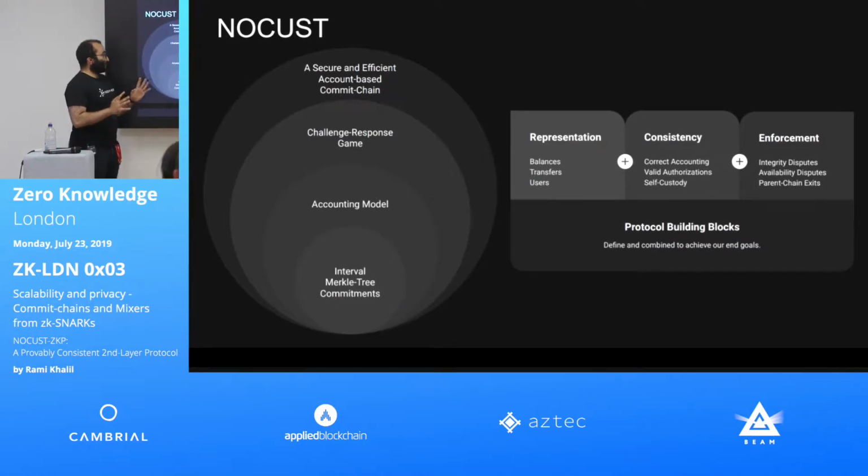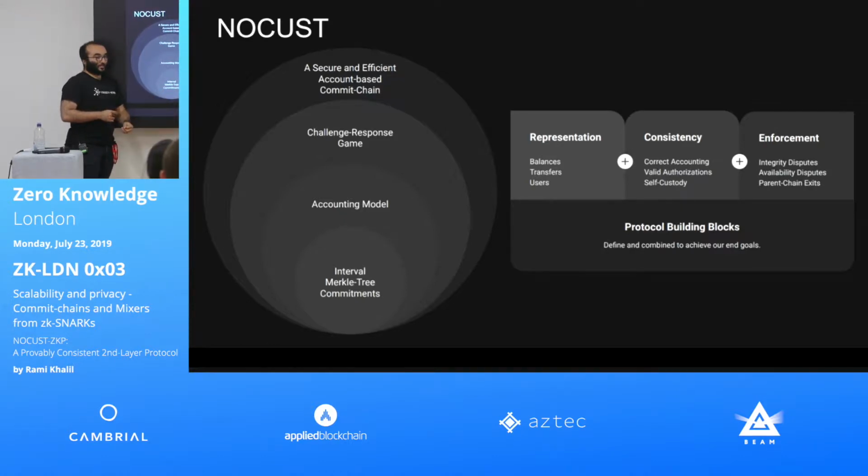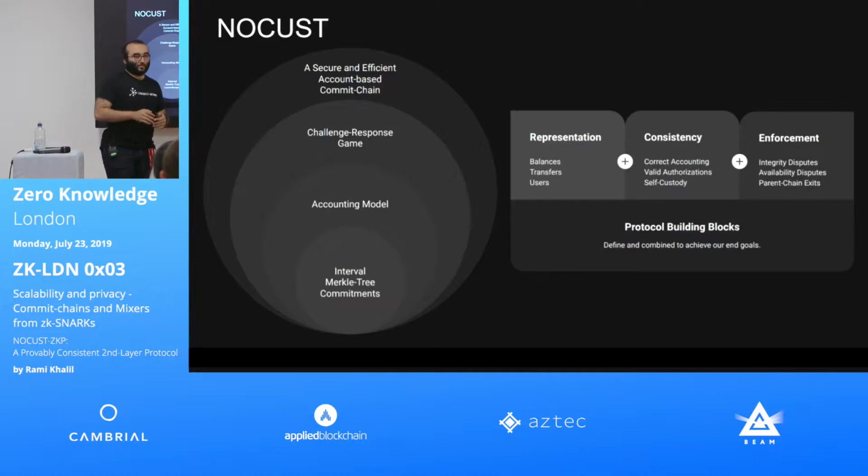First, I'll just go through a brief introduction to vanilla NOCUST, no zero knowledge, prehistoric times, nothing special going on. At the very core is just a data structure that allows us to then build some reasoning around accounting. What is balance? What does someone own? What do they exclusively own? And around that, we can build a challenge response game to ensure honesty of the operator under any circumstances.